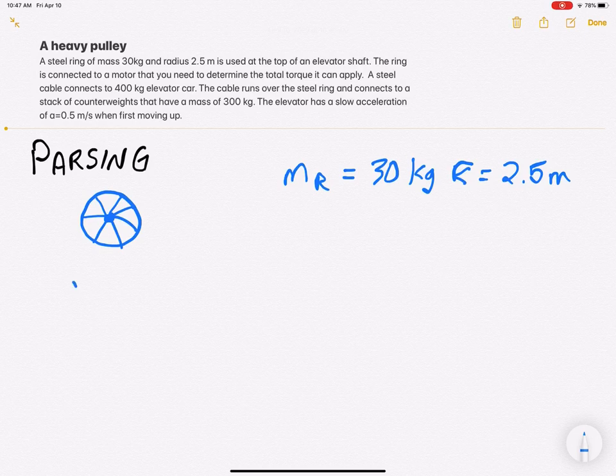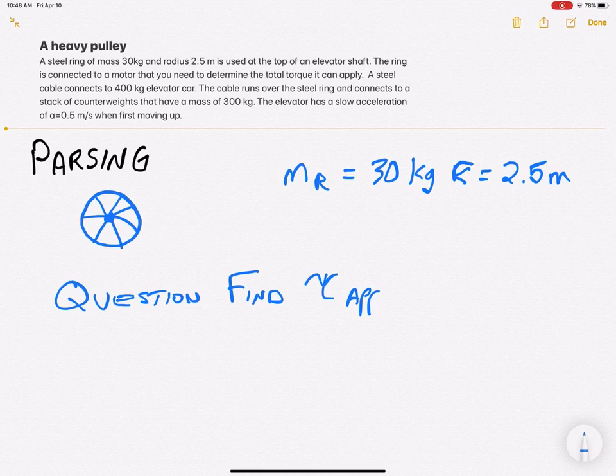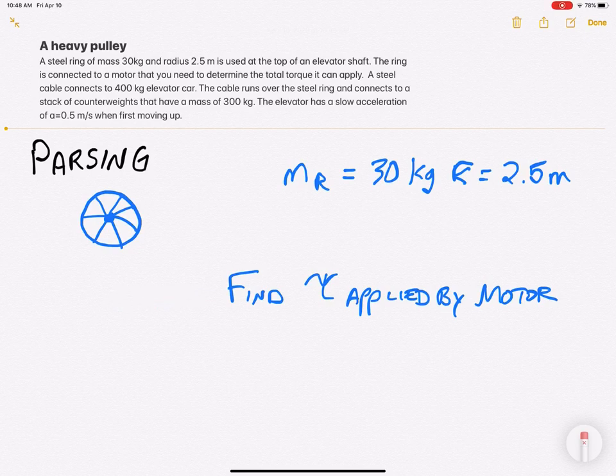So we've actually just been given the question in this problem. You need to determine the total torque it can apply. So the question is, find torque applied by motor. I probably should have made that a little bit shorter, so let me see if I can erase the question and just make it a lot shorter.